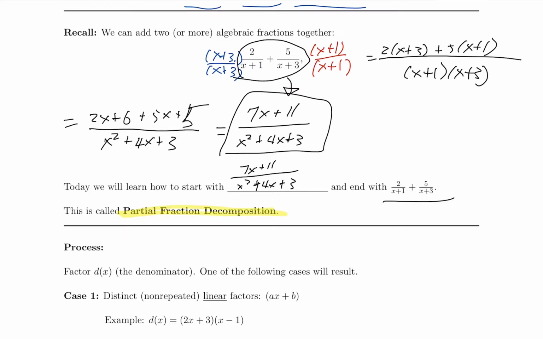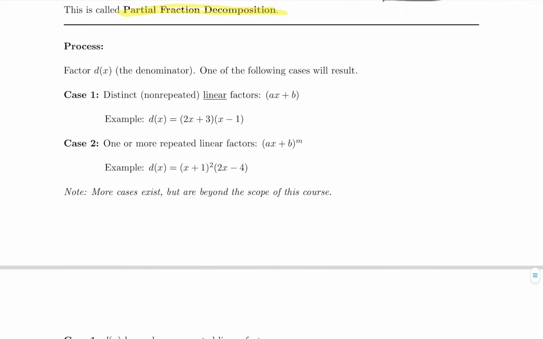So there are many cases, but in this class we're going to look at only two main cases. First, we always have to factor the denominator if we can, and one of the following cases will result. Again, there are a lot more cases. The first case is we have distinct non-repeated linear factors. So we have, for example, 2x plus 3 and x minus 1. Each of these is a linear expression, right? And they're not repeated. After we factor, we have two different parentheses like this, and the left side and right side are different.